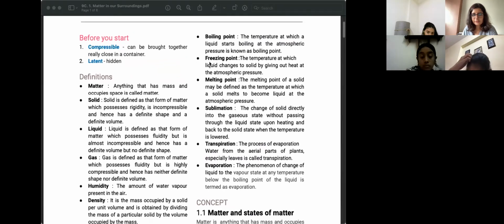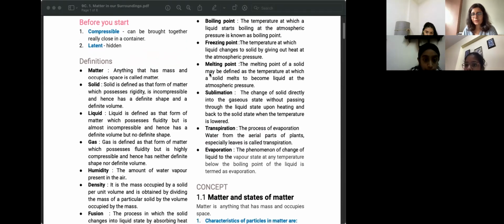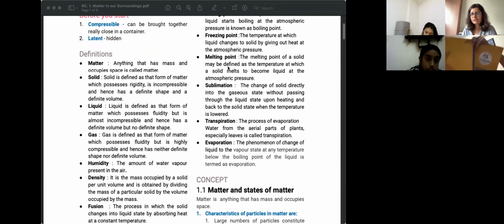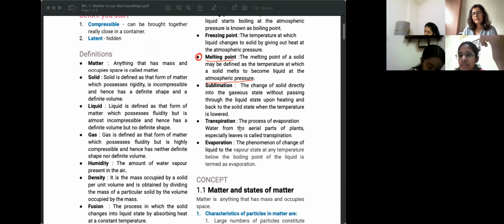Freezing point, melting point. There you go. So the melting point of a solid may be defined as the temperature at which a solid melts to become liquid at atmospheric pressure. So for those specific conditions of temperature and pressure, the temperature is supposed to be the melting point and the pressure is supposed to be atmospheric pressure. Right. If you have to write only melting point, freezing point, we can write melting point, uske baad write down boiling point also.